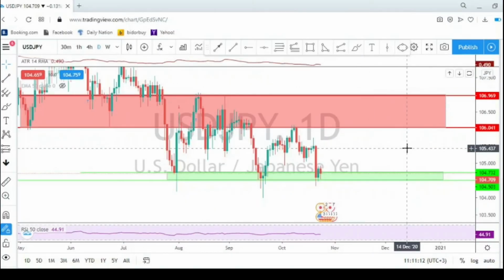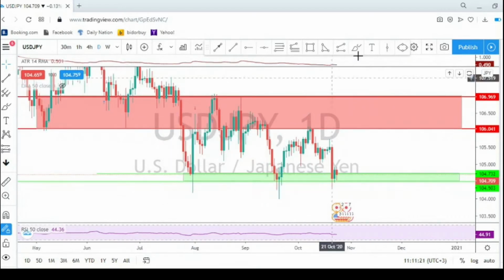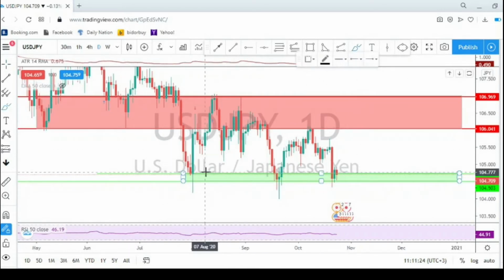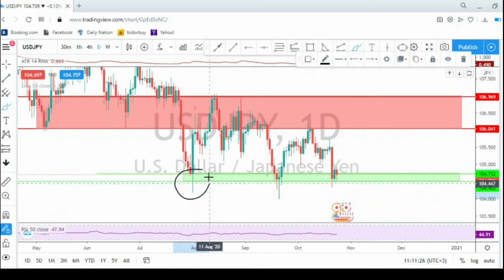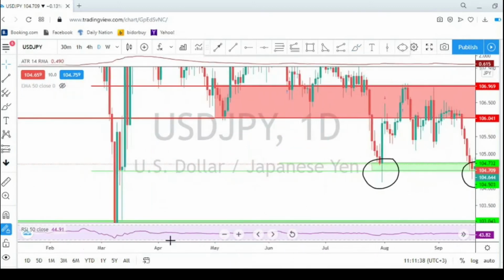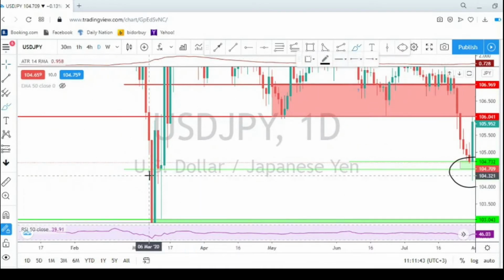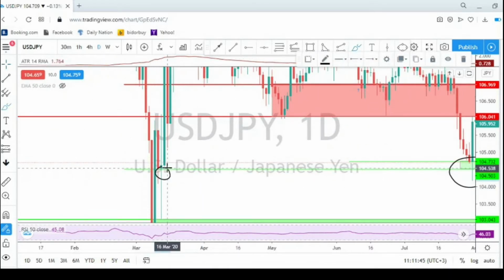The first pair where I have identified the US dollar finding support is dollar yen. On a daily time frame, we have this level that was tested here as support. It was tested here as support. And let's see if we go further to the left. This level of structure was tested here as support. Here there was this pullback at this support level, then the market went to the upside.